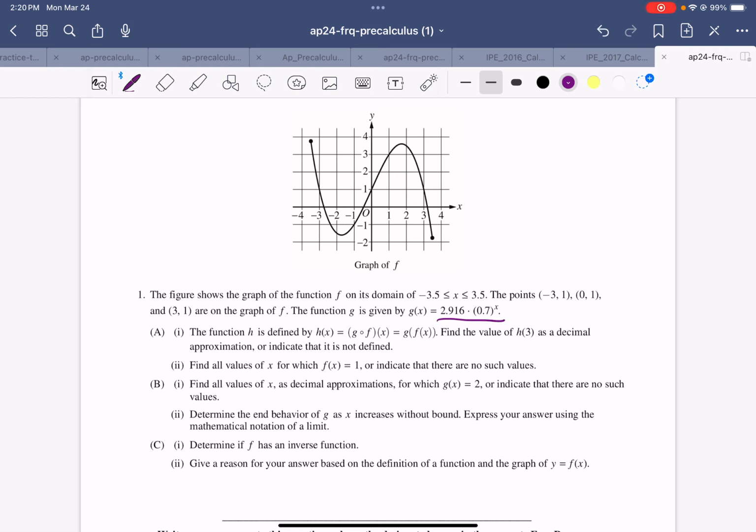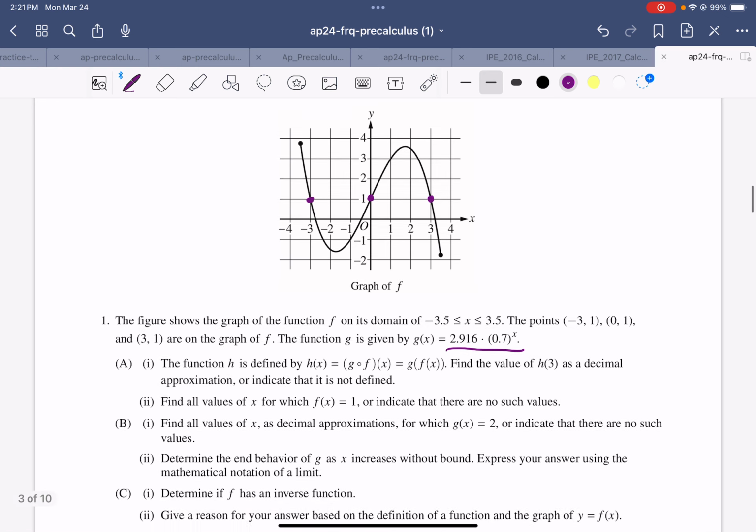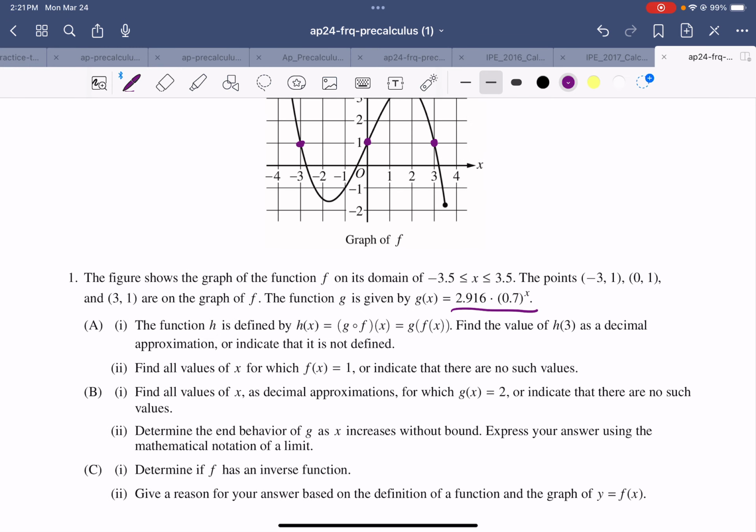Okay, so let me mark these: negative 3, 1 is right here, 0, 1 right here, and then 3, 1 is right here, on the graph of f. Okay, the first one, a. The function h is defined, h of x is a composite, g composite f of x. So g of f of x. Find the value of h of 3 as a decimal approximation or indicate it is not defined.